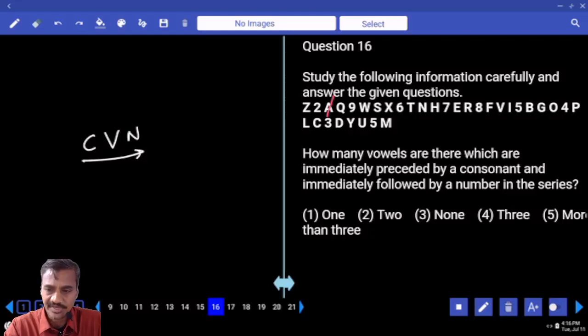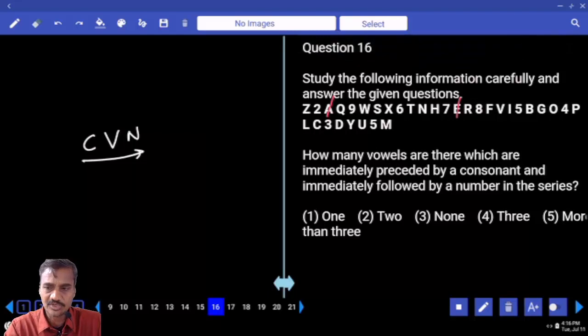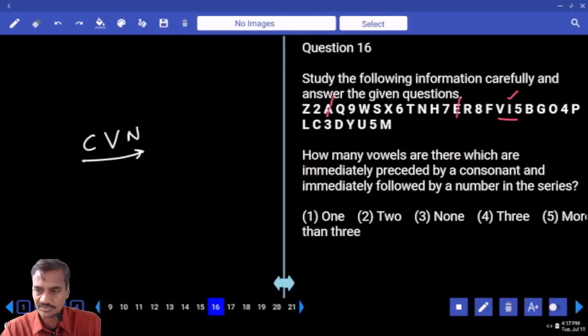Isn't it? Then next vowel ఎక్కడ ఉందాము? And E is. Now E కి ముందు consonant ఉందా లేదు? Now here I is a vowel preceded by consonant and followed by number 5. And next one, vowel. Now this one, O is a vowel preceded by consonant 4 and followed by number 4.